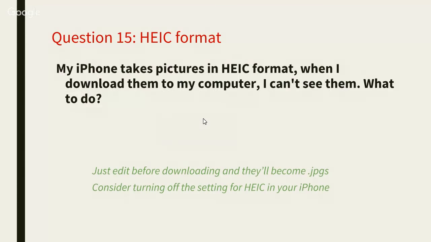My little tip is, if you edit the HEIC photo and save it, when you download it, that will be a JPEG. So that's the quick and dirty way to convert an HEIC to a JPEG. Just edit it, just click the auto or anything, and then when you download it, it will be a JPEG.